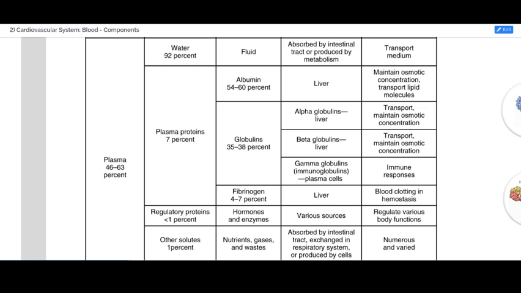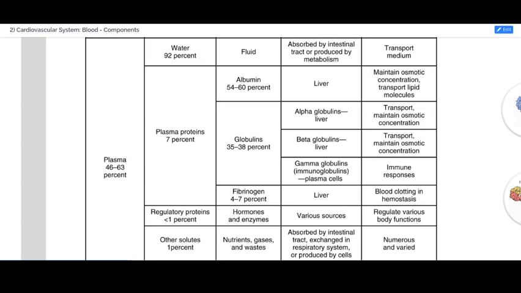The plasma proteins are albumin, the globulins, and fibrinogen. Now, those aren't all of the proteins in the plasma. Those are just the three major ones. Other proteins are found, the regulatory proteins, for instance, at the bottom. But these three make up the most of that.